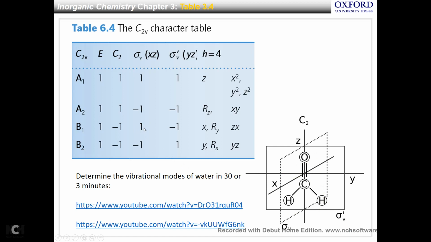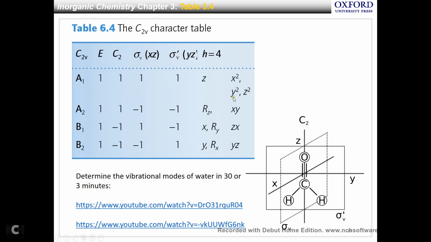All right, so if you look at a dipole moment in the y direction, and then if you rotate this, the sign changes. So over here, C2 operation, the sign changes. If you do a reflection with respect to the sigma v, the sign changes. That's why you have negative 1 here. All right, so that's how you look at those characters for z, x, and y.